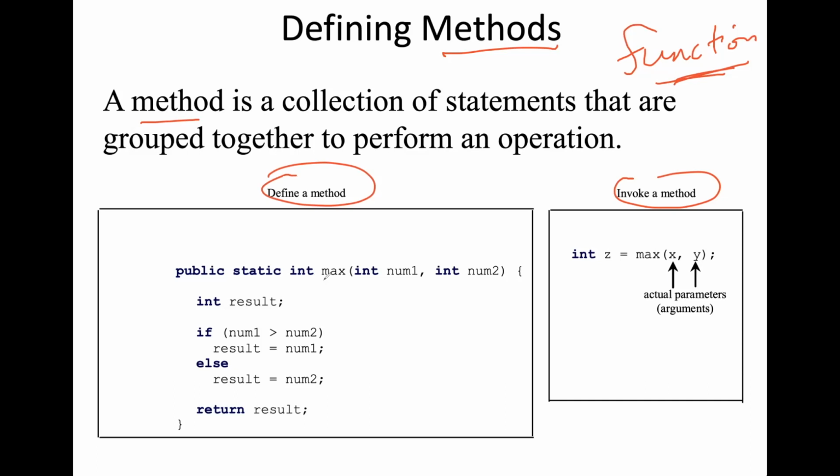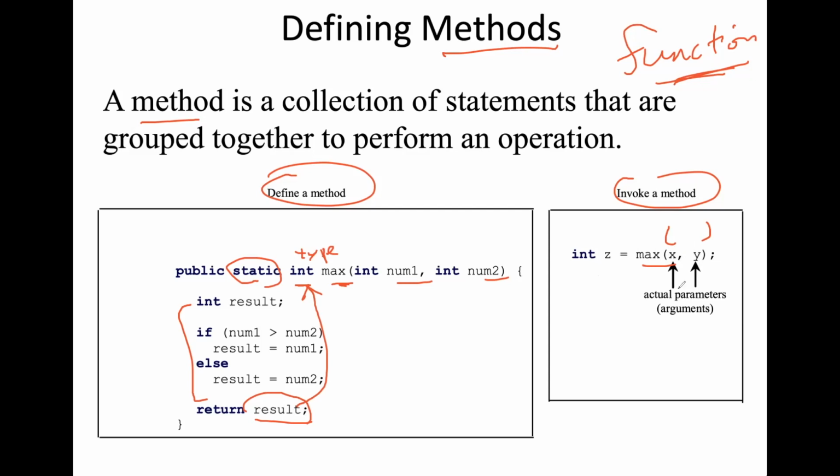So this is a method with a static keyword. There are two parameters, num1 and num2, and there's a certain amount of logic with the return data of type integer. So this result is of data type integer. And the way that you would invoke this method is by calling it straight with a pair of parentheses enclosing its parameters.